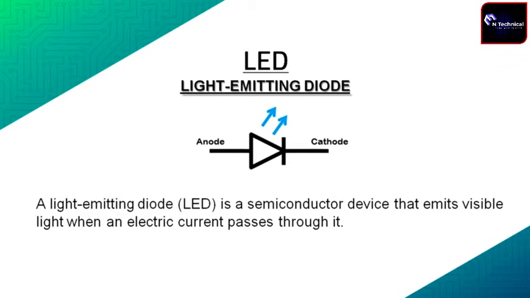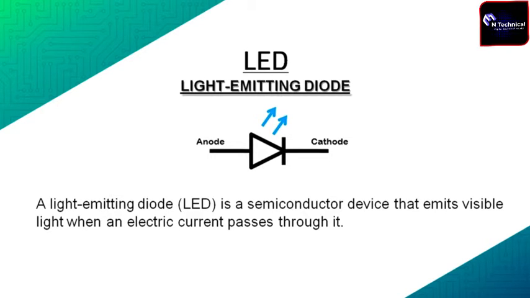In the symbolic representation of LED, we can clearly see that this symbol is almost similar to a normal diode, but the only variation which we can see is the two outward arrows. The two arrows are used to represent emission of radiation through LED.